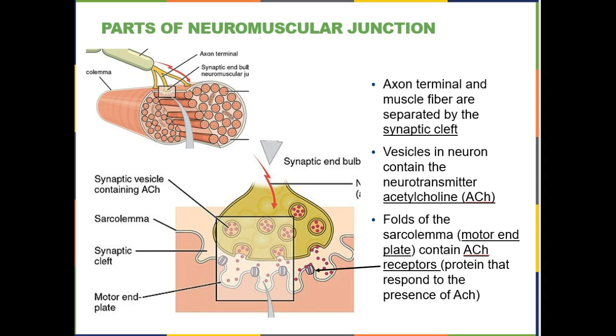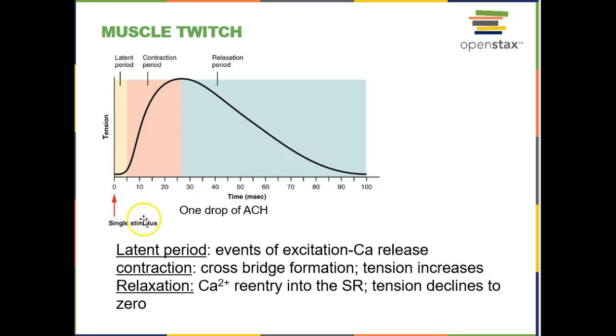So if we go back down here again, this is one little drop of acetylcholine is what that red arrow is supposed to indicate. And this is how your nervous system works, by discrete releases of acetylcholine. So this would be, again, just one nerve impulse, one drop of acetylcholine from a motor neuron.